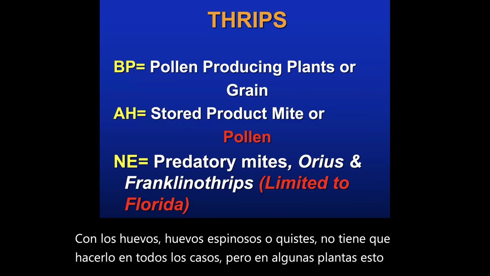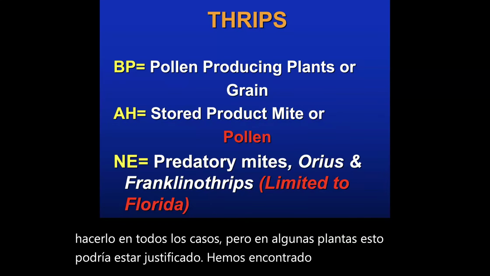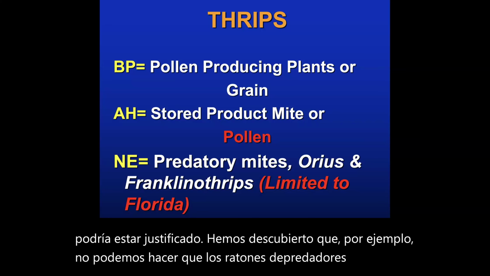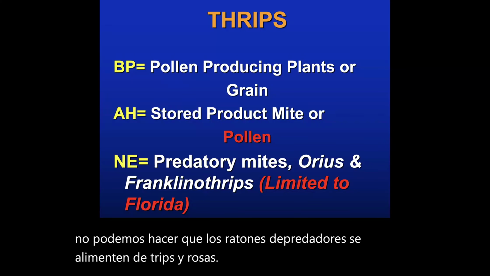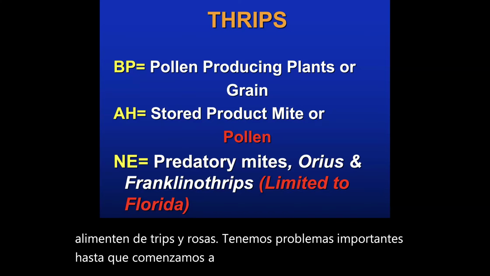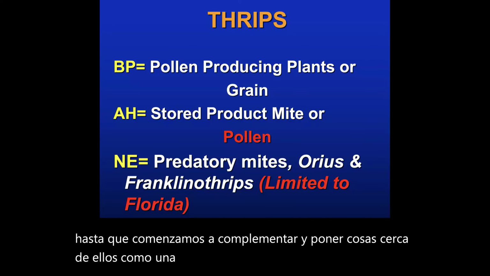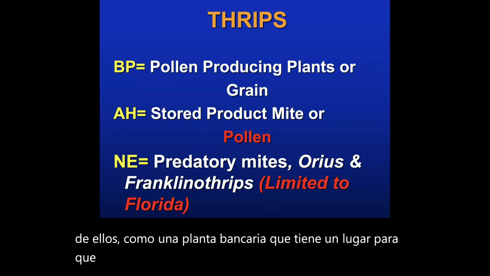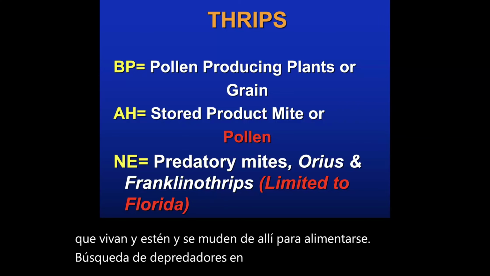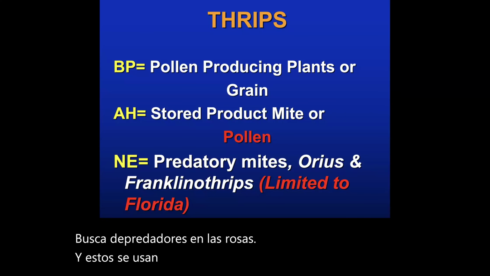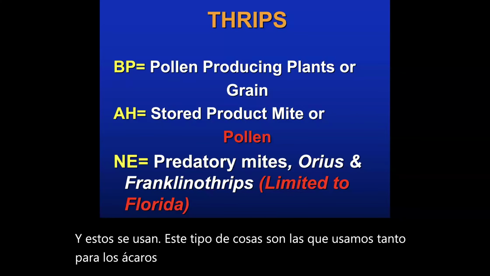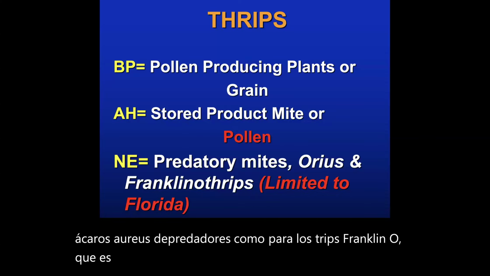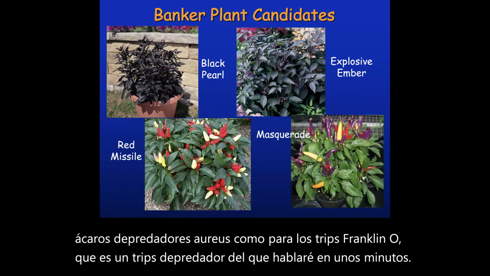We have found that, for example, we can't get predatory mites to feed on thrips on roses. We have major issues until we start supplementing and putting things near them, like a banker plant that has a place for them to live and move out from there to feed and search for prey on the roses. And these types of things we use for both predatory mites, aureus, and Franklinothrips, which is a predatory thrips I'll talk about in a few minutes. These are some of the examples of what we've used.